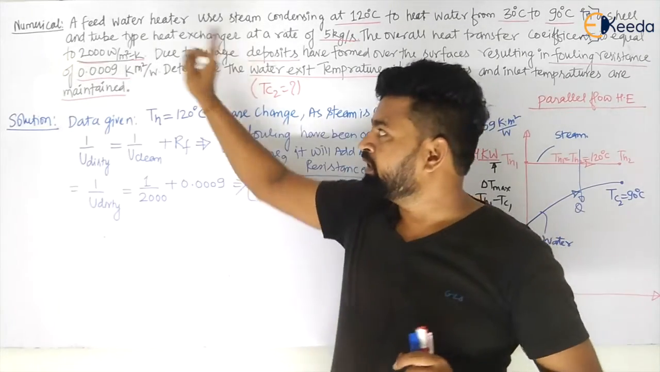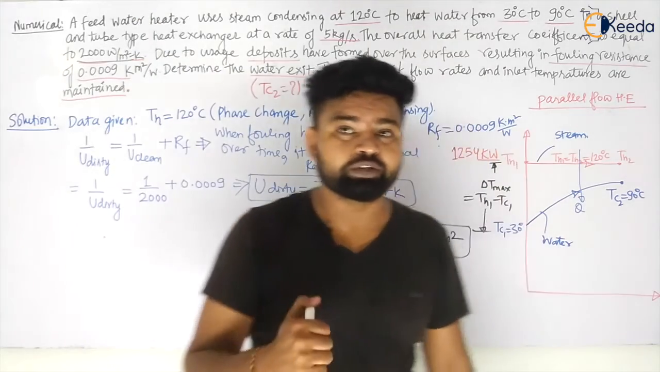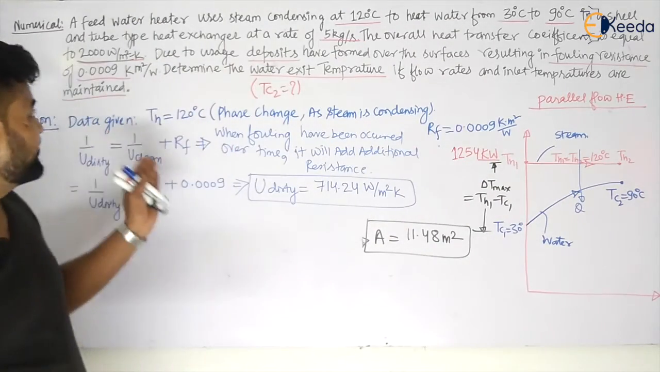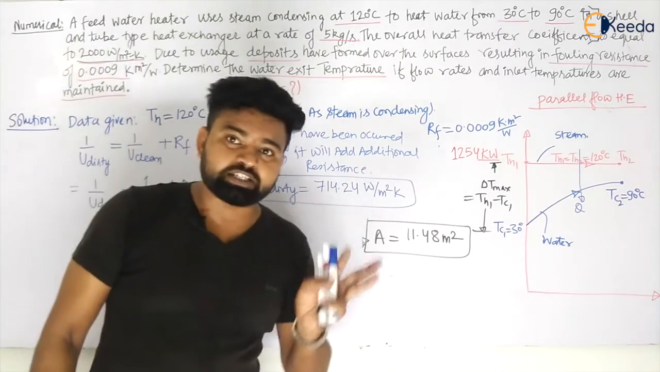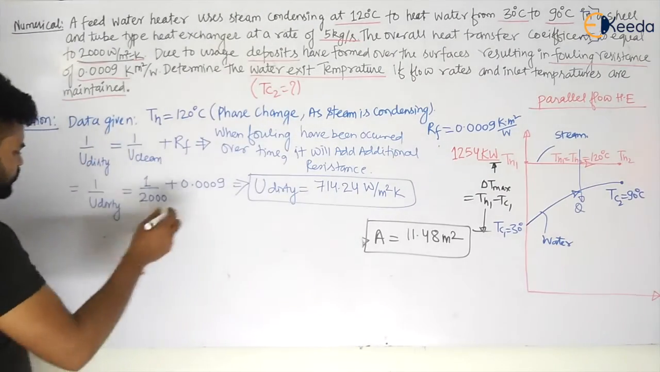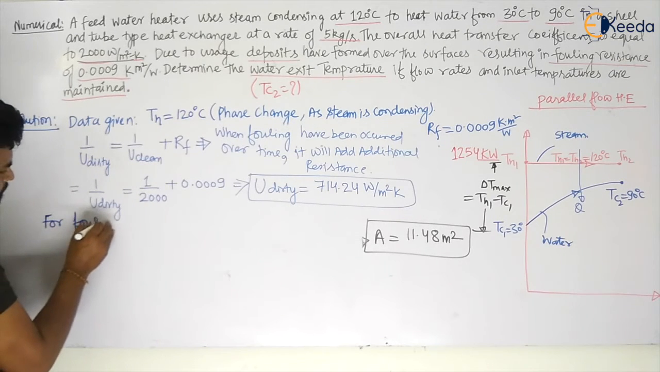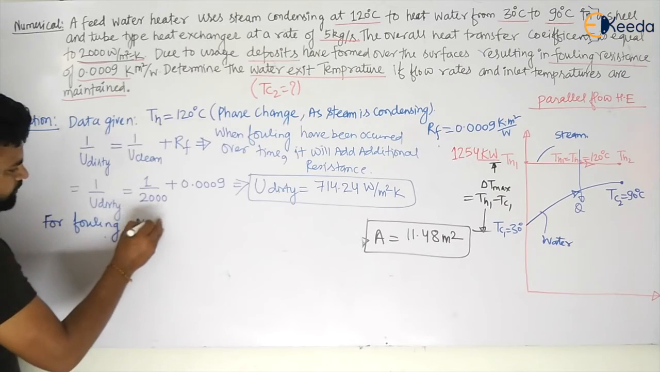You can see the change now. When fouling was not occurring, that was 2000. Now it is 714, that is 700 approximately. That is, it has decreased by up to 60 times. Okay, that is decreased by up to 60 times. Let us see. So what will be for fouling? For fouling, NTU will be given by what?